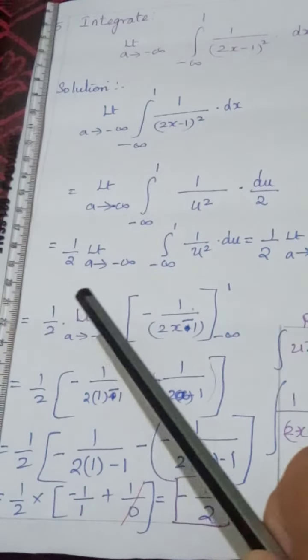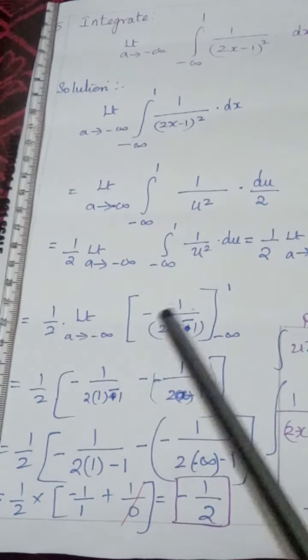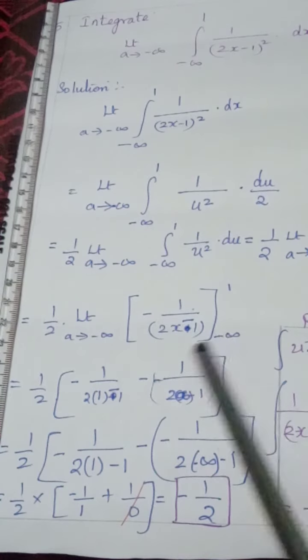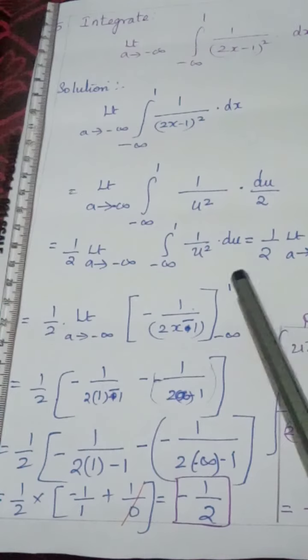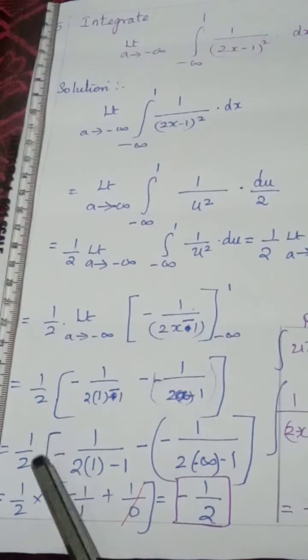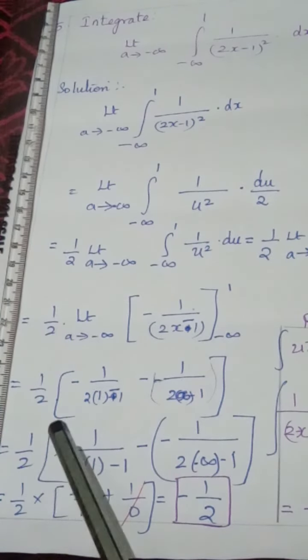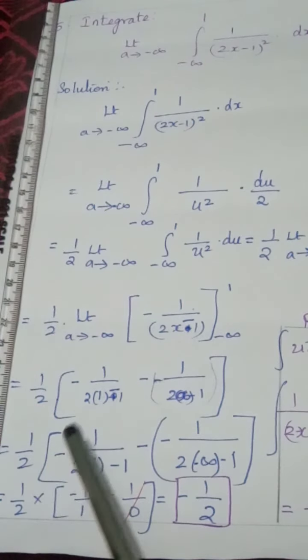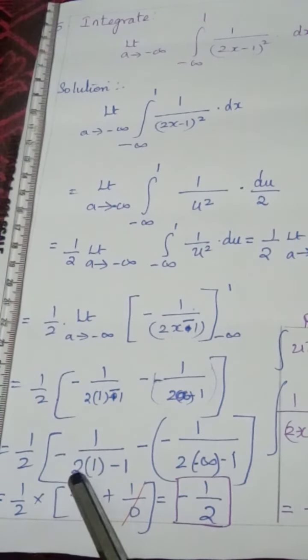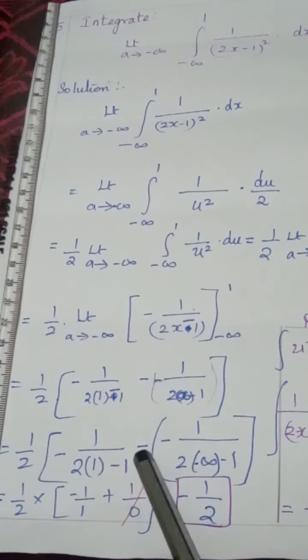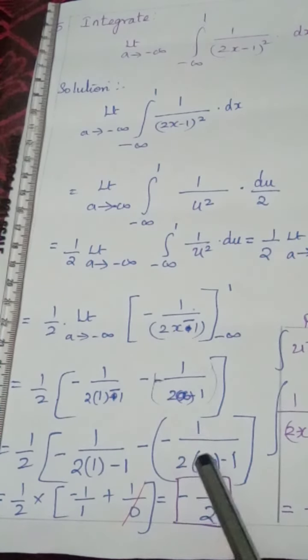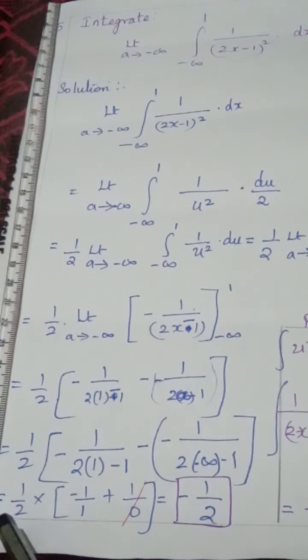Then 1 divided by 2, limit a tends to minus infinity, of minus 1 divided by (2x minus 1), with limits minus infinity to 1. Then substituting the limits, upper limit 1, lower limit minus infinity: 1 by 2 times the bracket, minus 1 divided by 2 into x. Instead of x, substituting the upper limit 1, minus 1, then minus of minus 1 divided by the lower limit, which is minus infinity, 2 into minus infinity minus 1. Therefore, the value is equal to half into minus 1 by 1, that is minus half.